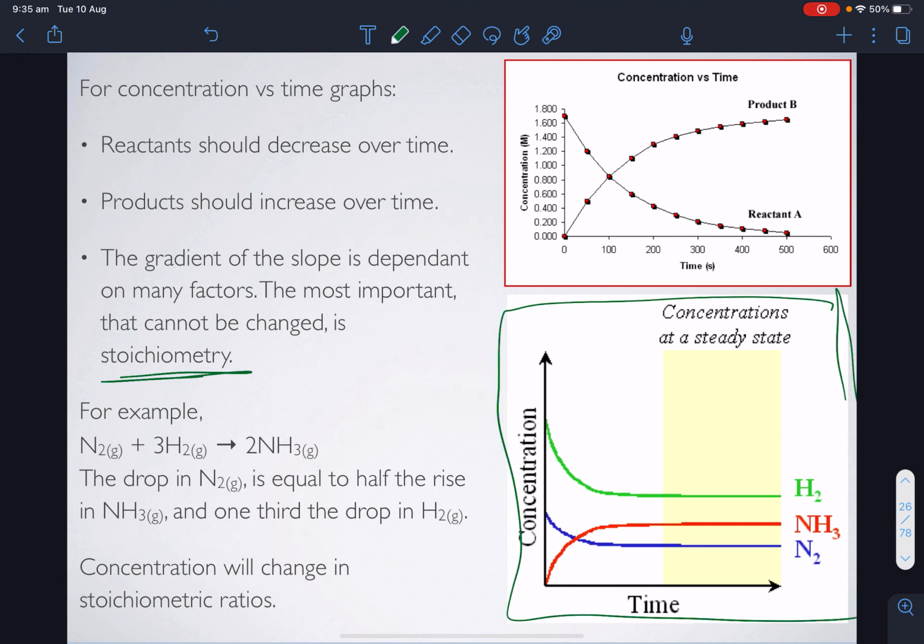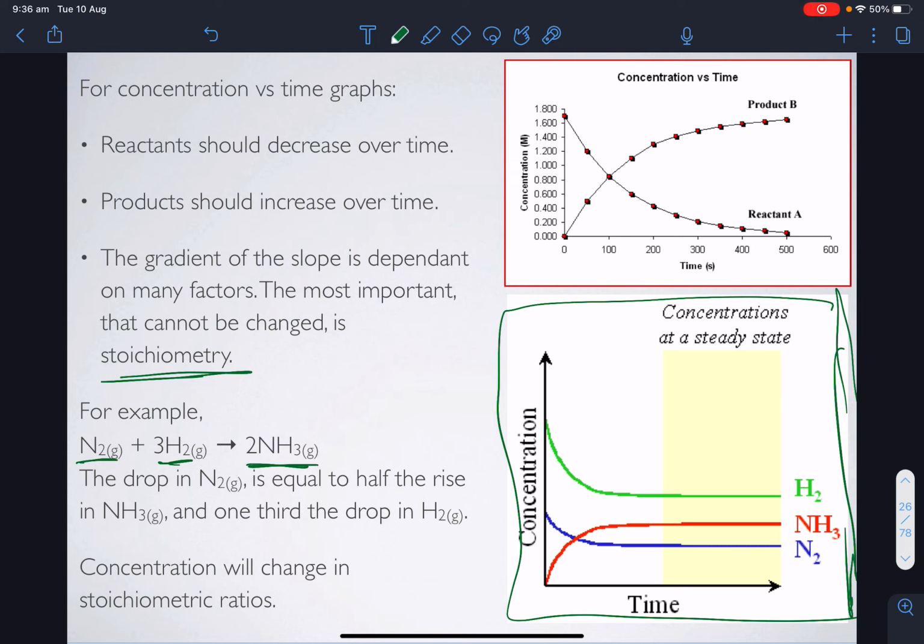Here I've got an example, and it is slightly different in that it doesn't go all the way to 0, but let's have a look at the stoichiometry in this reaction. I've got nitrogen gas meeting 3 hydrogen gases and forming 2 ammonias, okay? So we've got a 1 to 3 in the reactants to 2 products, okay?